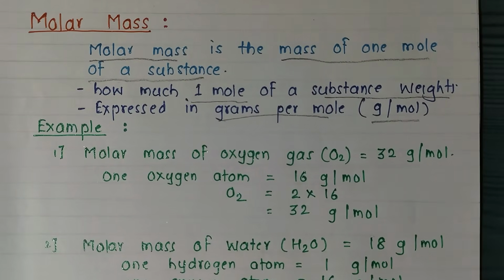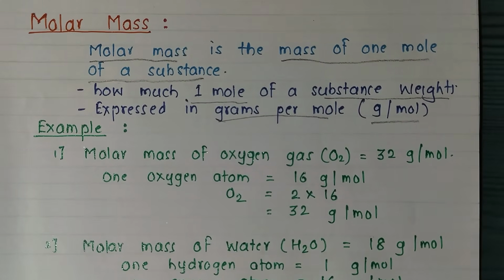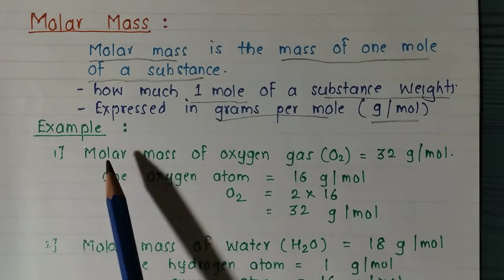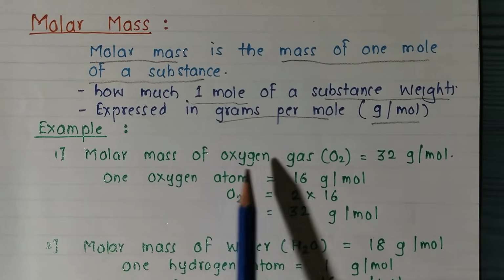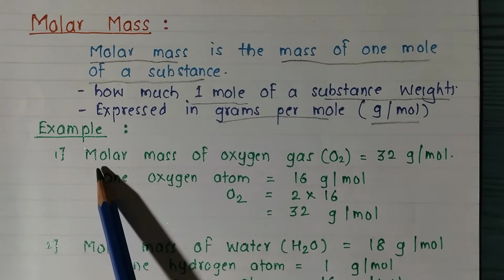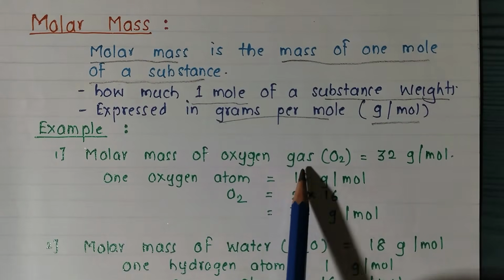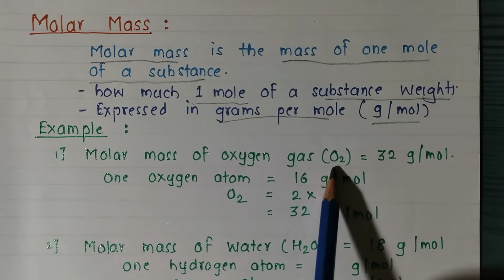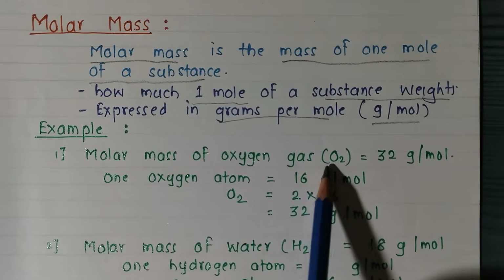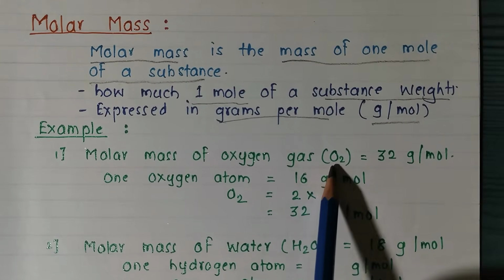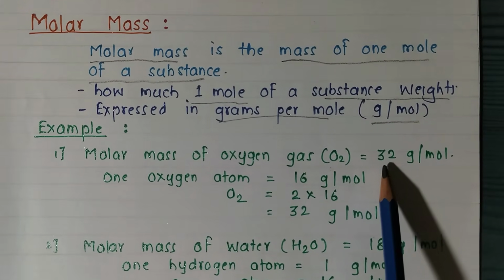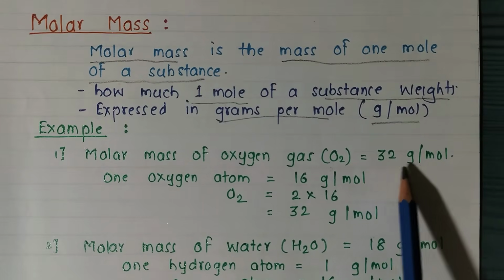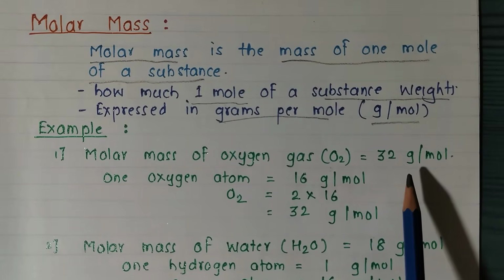So now we understand molar mass with the help of an example. We take the example of oxygen gas. The molar mass of oxygen gas, that is O2, as we know the oxygen molecule is in the form of O2, and the molar mass of this O2 is 32 gram per mole.